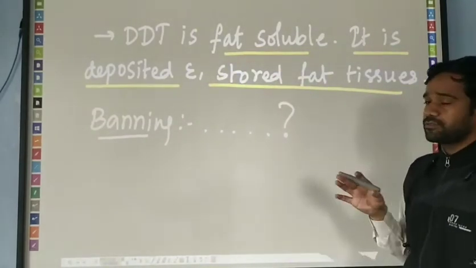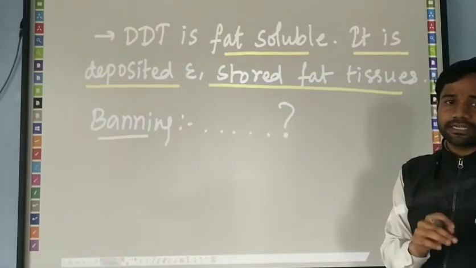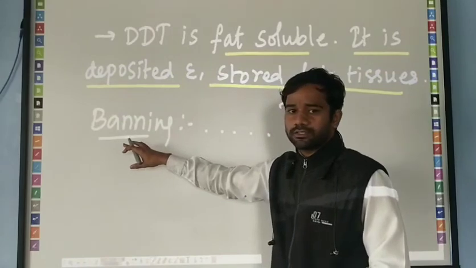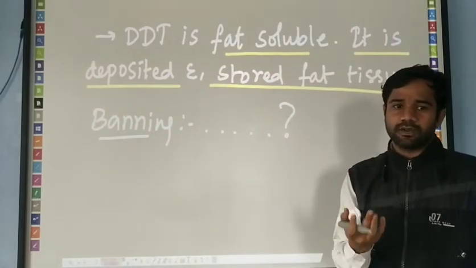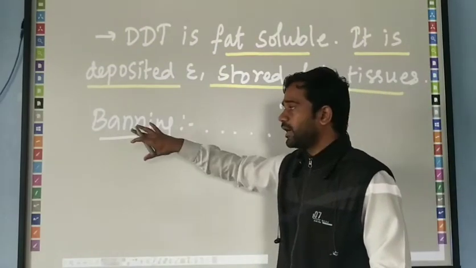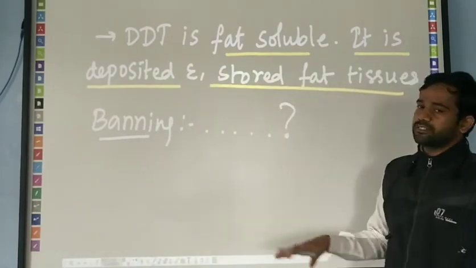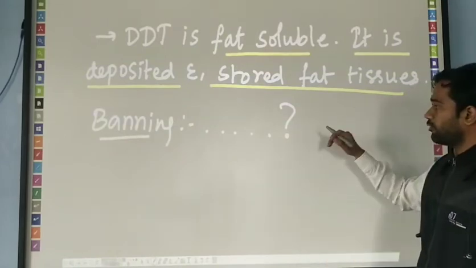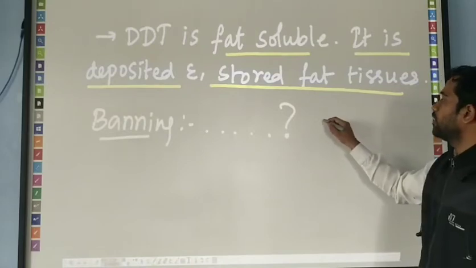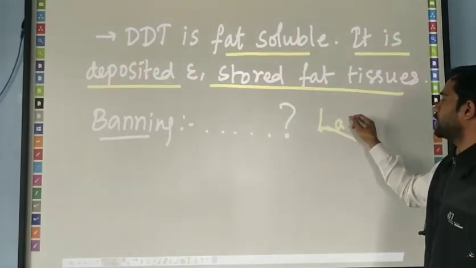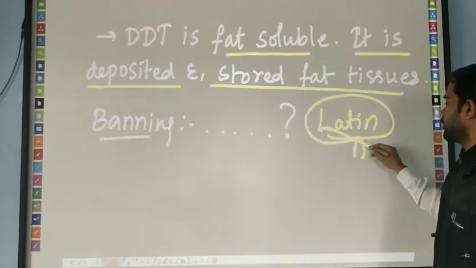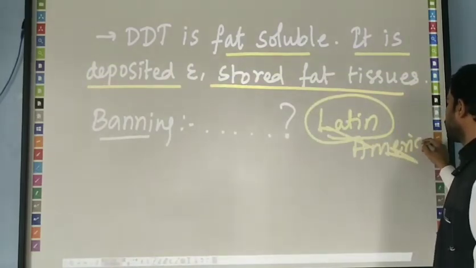DDT is one of the dangerous insecticides. Carbon tetrachloride and the chlorofluorocarbons are already considered dangerous and have been banned. But in India, the ban has not happened yet, while in other foreign countries the ban has already been done, especially in the Latin American continent.